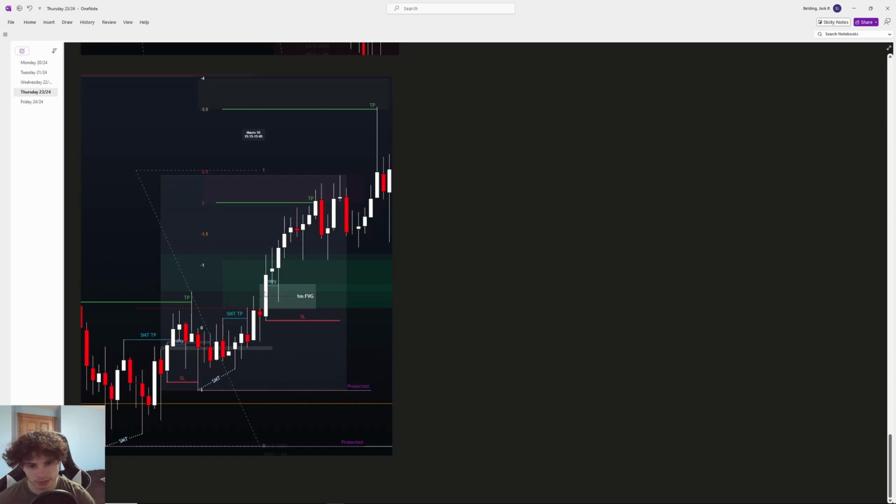You can also add or enter in this fair value gap right here. And we ride all the way up to this 2.5 area. And finally this 3.5 to 4 area.